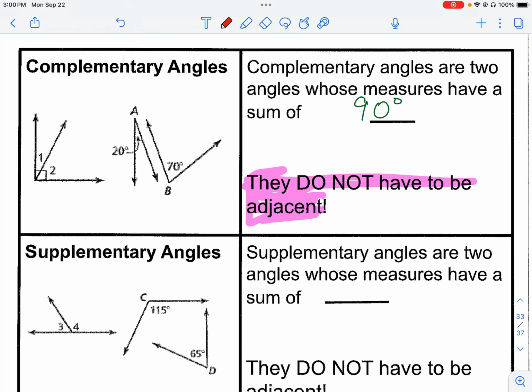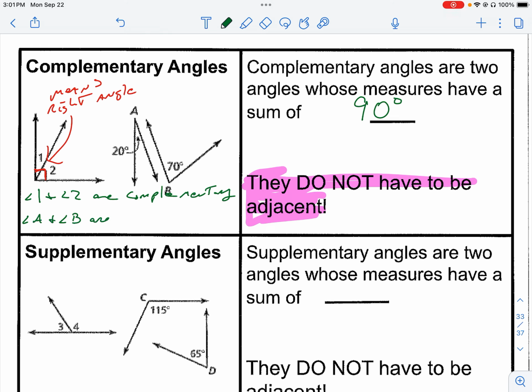So if I look over here in my examples, I got my little box, which means a right angle, which is 90 degrees. So angle 1 and angle 2 are complementary. And then angle A and angle B, well, 20 plus 70 is 90. So angle A and angle B are complementary.